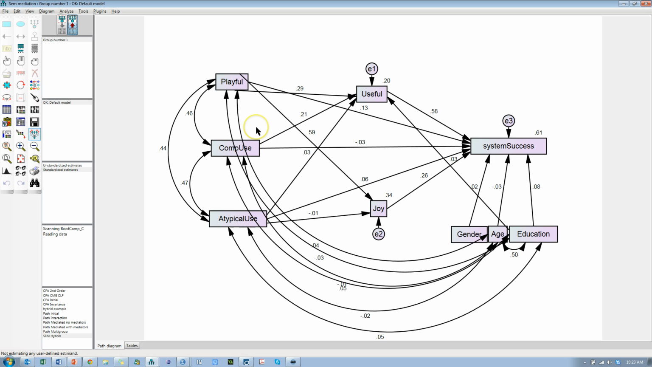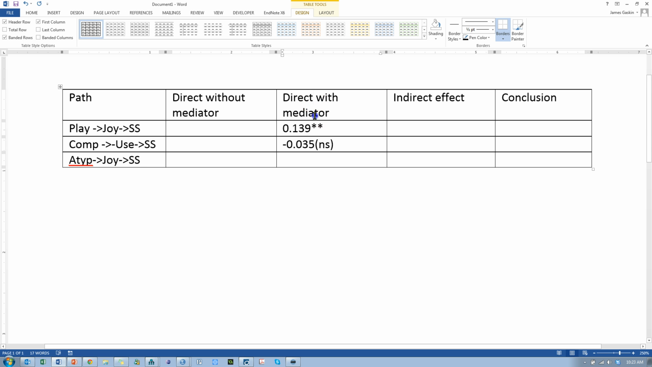What I've done is I'm just going through with the mediator. Since we have 2 mediators, this is kind of complex. I'm going through and finding the direct effect from IV to DV for each of these paths. I just selected a few of them. If you were doing this for your model, you'd do it for all of them. I'm just doing this for illustrative purposes.